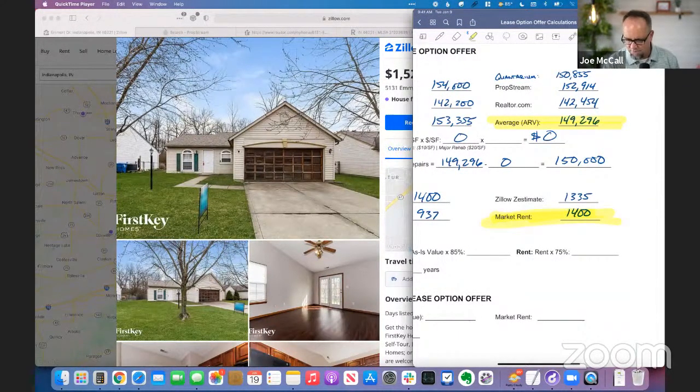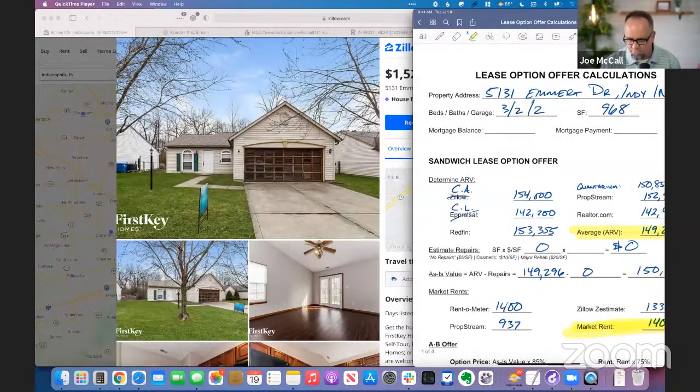I don't care what the seller says the property's worth. I don't care what the seller thinks the property would rent for. I'm going to make an offer on the numbers that work for me. I don't care what they owe either. Remember up here, we don't have this right now. I mean, it's good if you can get the mortgage balance and the mortgage payment as you're talking to them.